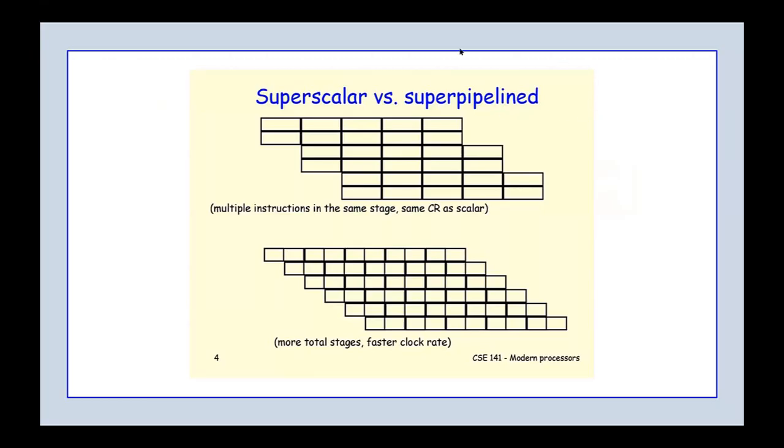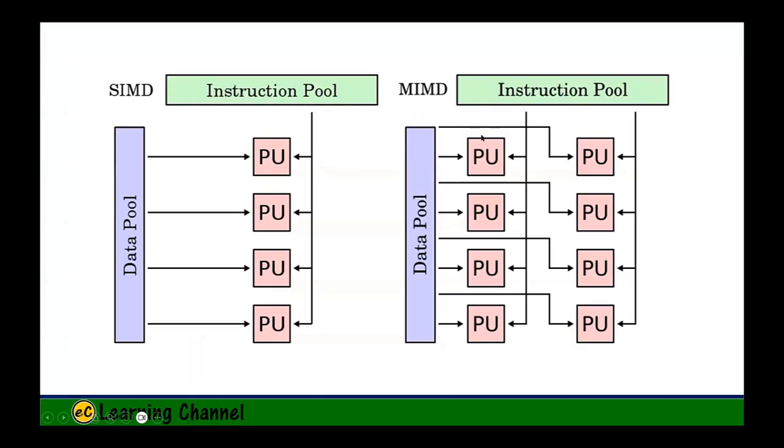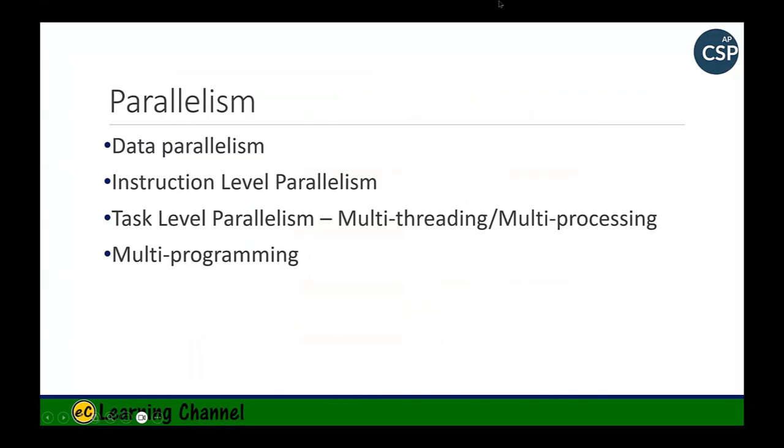And superscalar is higher-up execution like this. This is called superscalar. This one is the super pipeline. These are how you stack up your instructions so you perform faster. Right here, we don't go into the detail, but just give you the basic idea of how parallelism can be done.